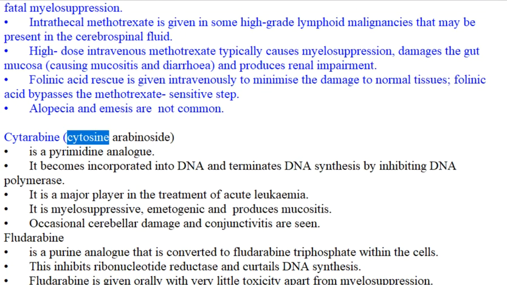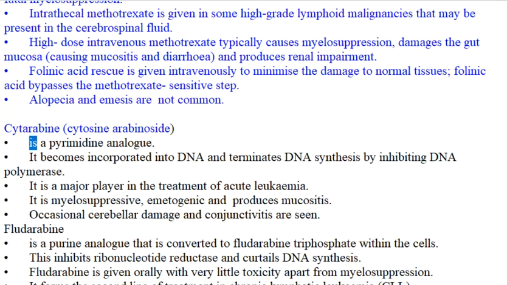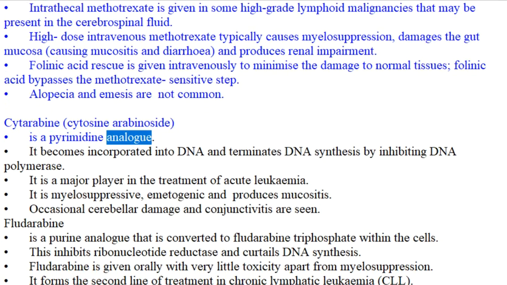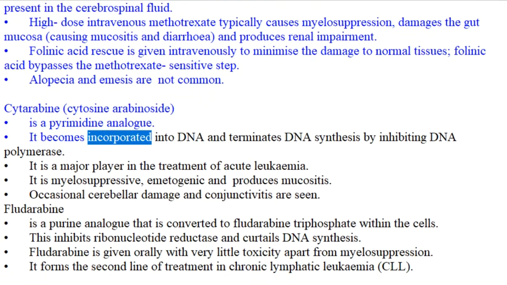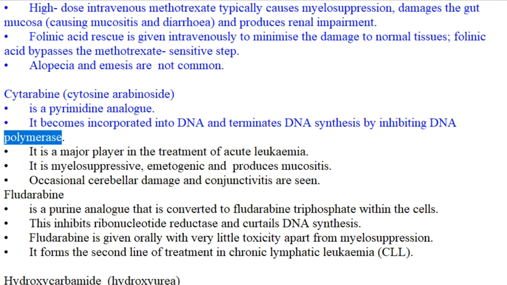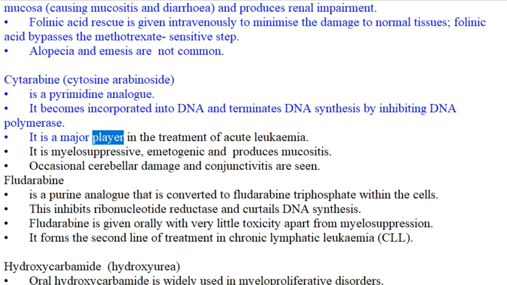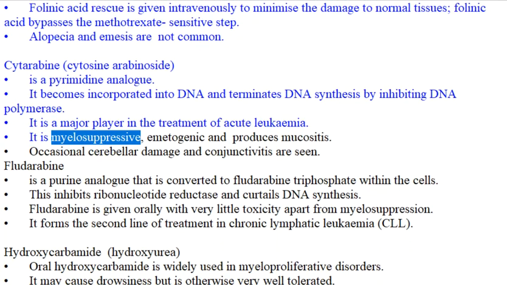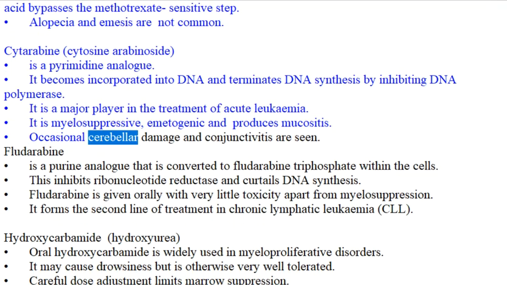Cytarabine, cytosine arabinoside, is a pyrimidine analog. It becomes incorporated into DNA and terminates DNA synthesis by inhibiting DNA polymerase. It is a major player in the treatment of acute leukemia. It is myelosuppressive, emetogenic, and produces mucositis. Occasional cerebellar damage and conjunctivitis are seen.